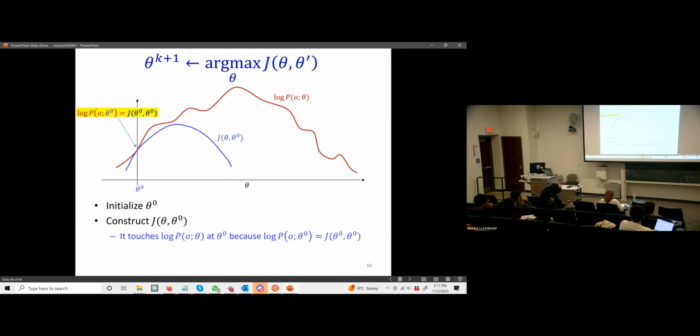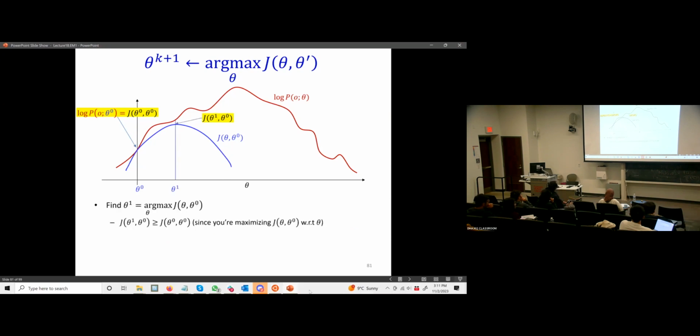Now I can maximize this. The second one is an easy function to maximize. And once I've maximized it, I've found a value here. And because I'm maximizing it, I know that the J here is greater than the J here. I also know that the log P is even greater, right? So I know that by going from theta 0 to theta 1, my log likelihood has increased, right? So now I have my new value theta 1.